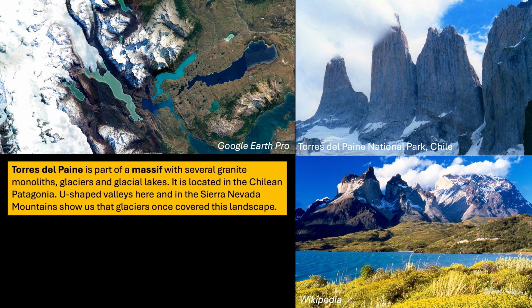And Torres del Paine, you can see over here on the right-hand side. Those are just a couple of images I grabbed from Wikipedia. These are actually on my bucket list. If my wife were listening right now, she would know that it's on my bucket list to go visit Patagonia and to see the Torres del Paine.